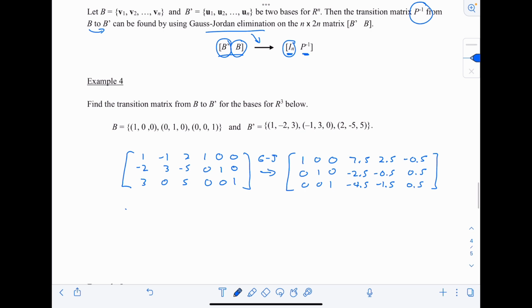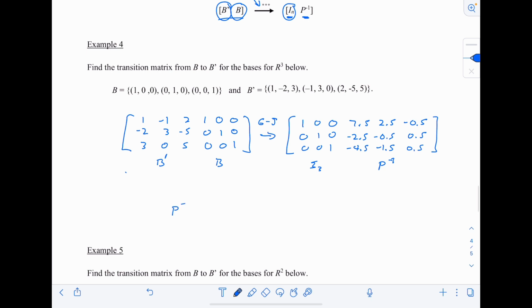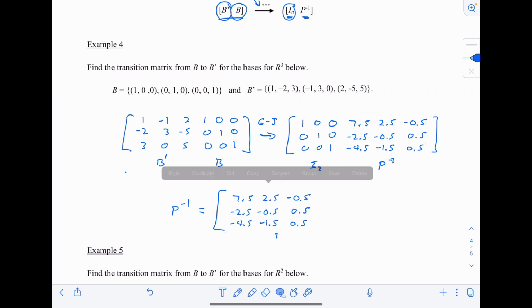So bottom line is, again, we started with B, not inverse, B prime and B. And what we end up with is the identity matrix and P inverse. So what that means then is that our transition matrix is, and I'm going to cheat here a little bit, and copy this so I don't have to rewrite all of that. But that is our transition matrix that we needed to find, okay?